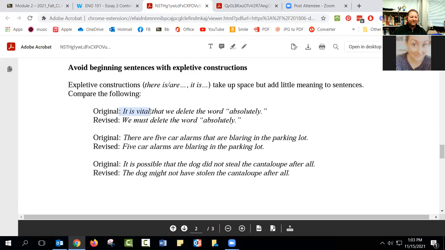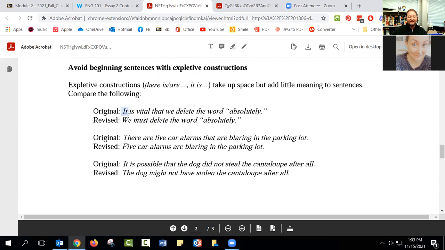People write this because they think it sounds fancier. They think it sounds more academic. It doesn't. It's just wordy. It doesn't really add anything to the sentence, right? The difference between this one, we must delete the word absolutely, and simply saying we should delete the word absolutely, that's very different, right? So must implies that it's vital. So just write it this way.